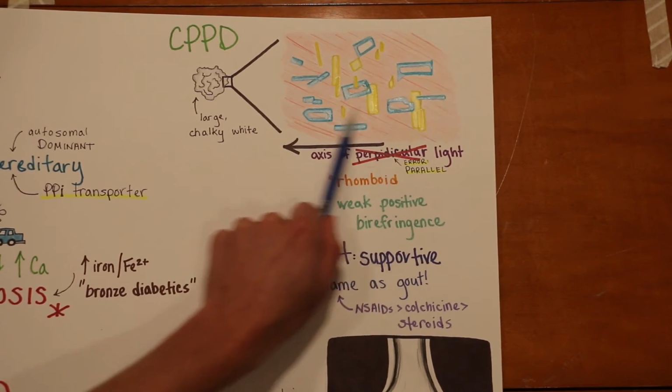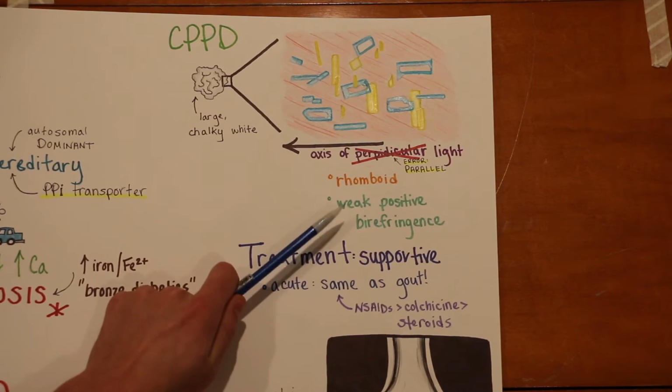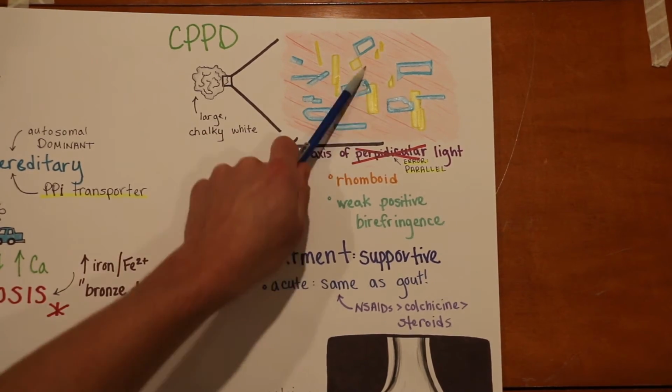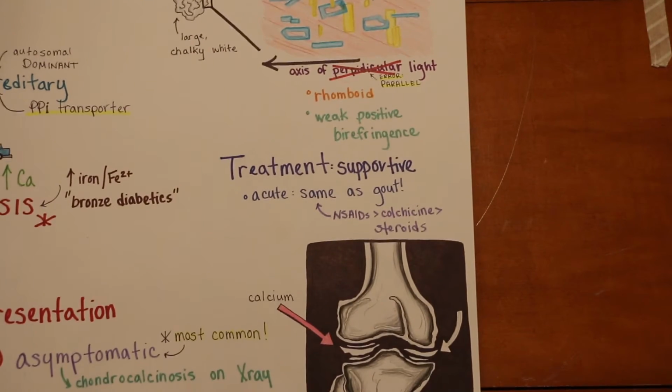Inflammatory cells will also be seen infiltrating the joint and are typically less severe than gout. So CPPD crystals are positively birefringent. They will be yellow under perpendicular and blue under parallel, as opposed to gout, which are negatively birefringent, yellow under parallel, blue under perpendicular. Unlike gout, treatment is simply supportive.